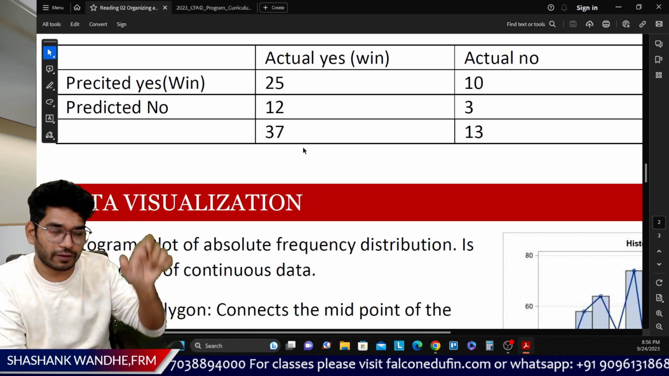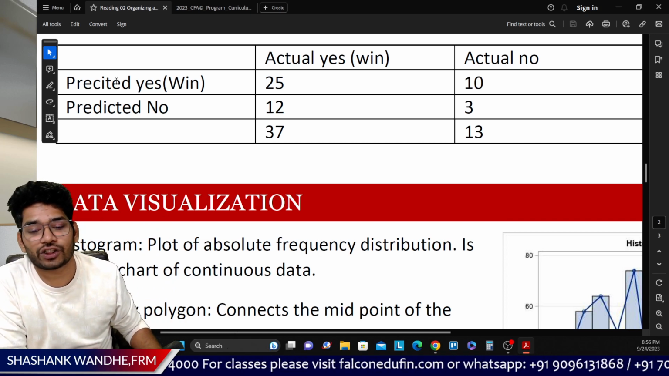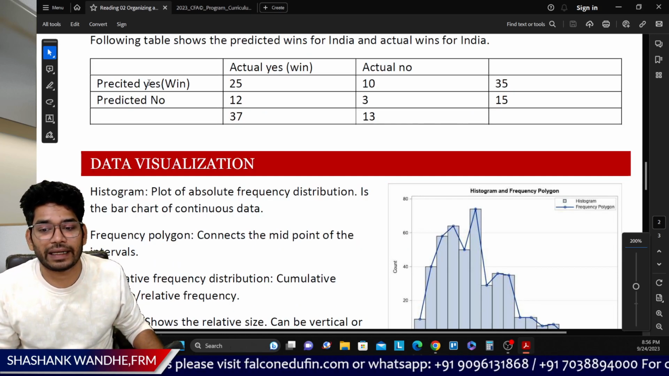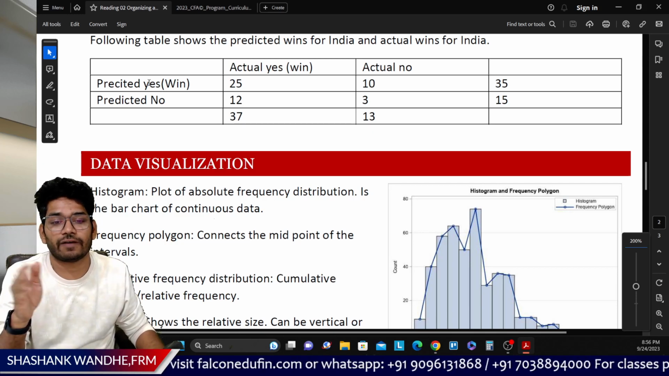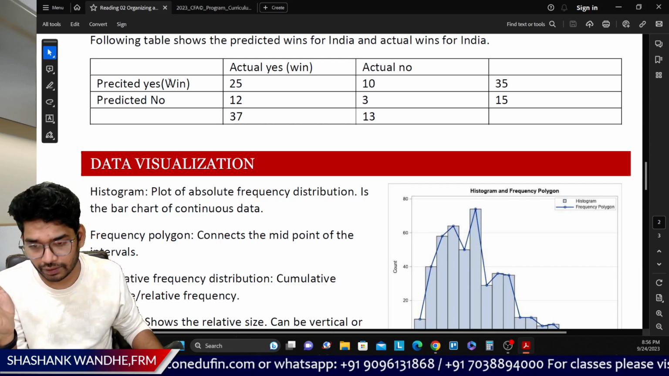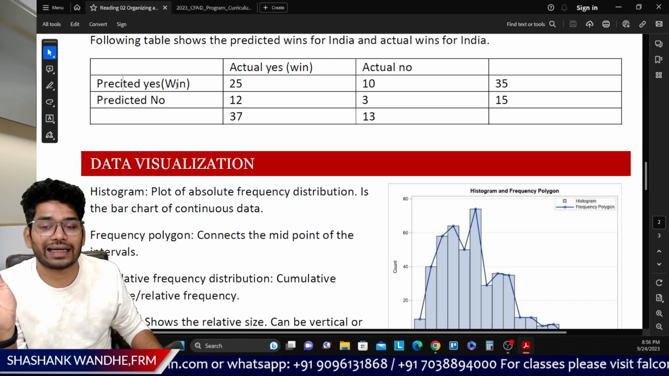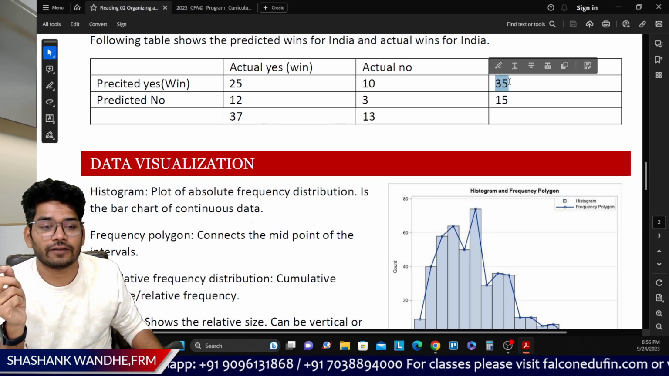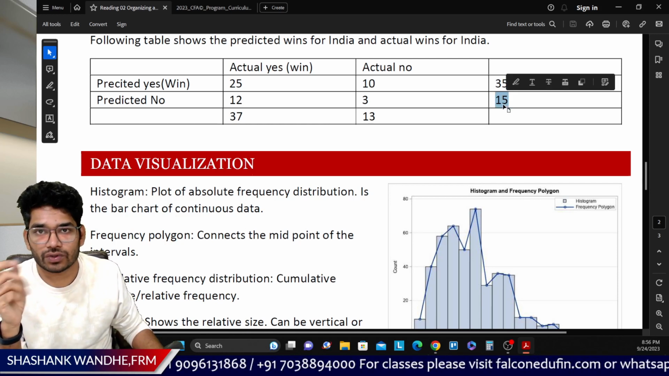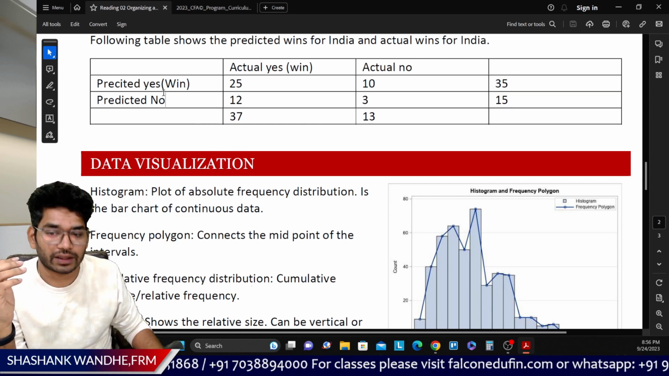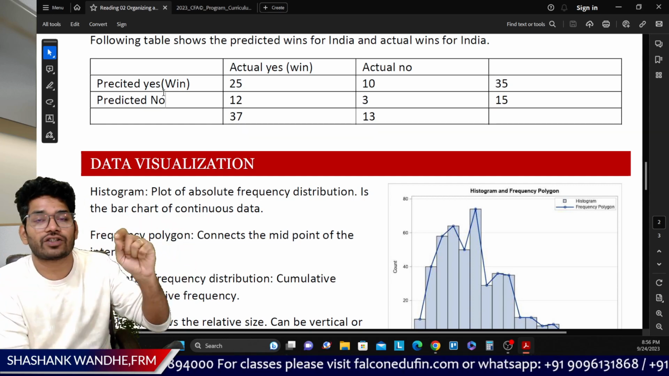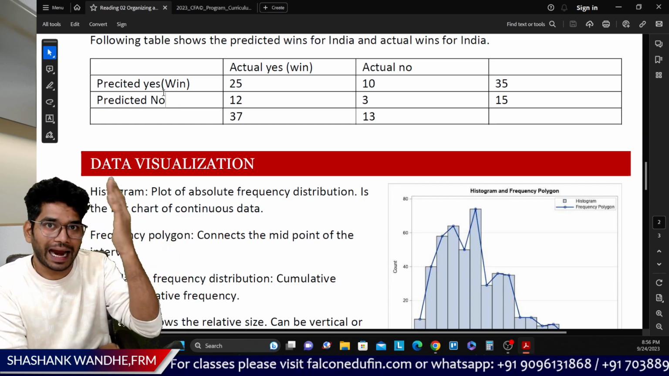Okay, and we will fill the table. So we will have our prediction. In prediction, we will have here, say, the predicted yes. Predicted yes means predicted wins for the Indian team. Now here the predicted yes wins is 35. So out of the 50, in 35 India will win and in 15 India will lose. So that's our prediction. But when the actual World Cup starts, we will actually see what was our prediction and what happened.